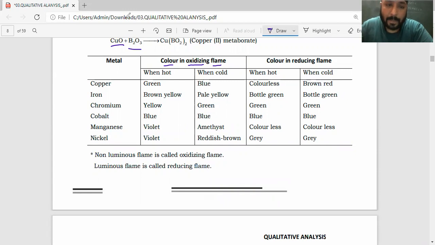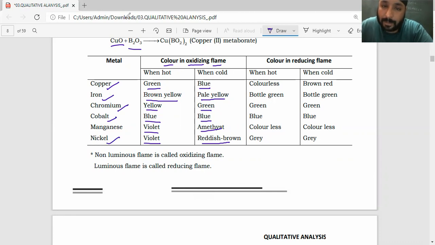So now understand, copper will produce, when hot, green, and when cold, a blue bead. Iron is brown yellow or pale yellow, chromium yellow and green, cobalt blue, manganese violet and amethyst, nickel violet and reddish brown. For the exam perspective, you should know the color of copper, iron, chromium, cobalt, nickel. They'll be asking you these, right?